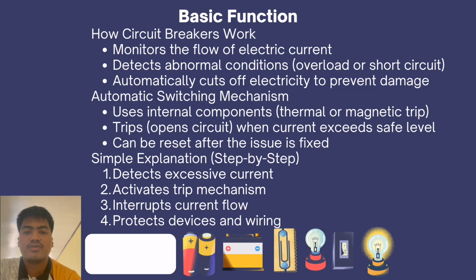A circuit breaker works by continuously monitoring the flow of electric current in a circuit. When it detects abnormal conditions such as overload or short circuit, it automatically cuts off electricity to prevent damage. Inside the circuit breaker, there are mechanisms like thermal or magnetic trips. These components activate when the current exceeds a safe level, causing the breaker to open the circuit. For example, the process is: first it detects excessive current, then it activates the trip mechanism, and finally it stops the current flow. This helps protect electrical devices and wiring from damage.